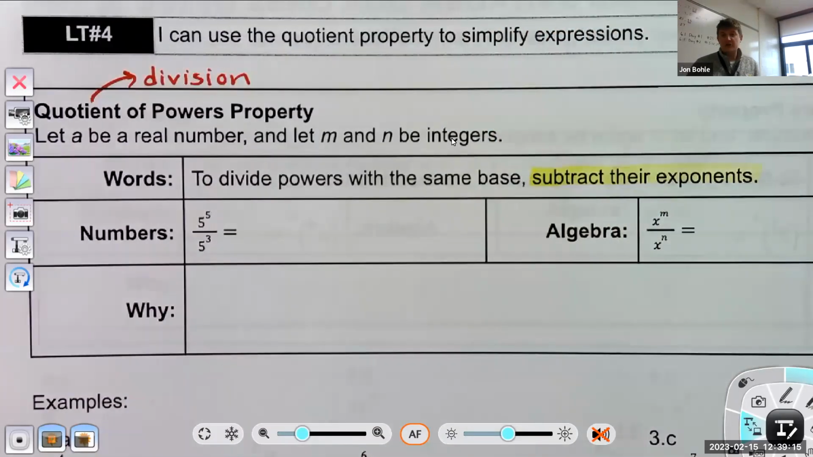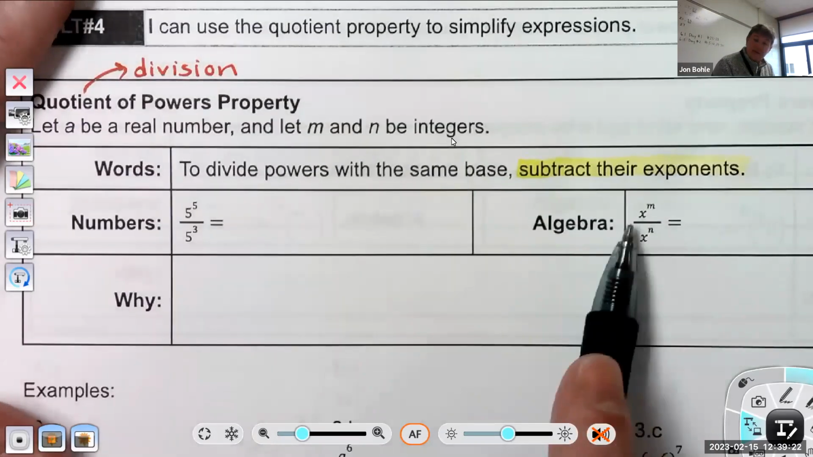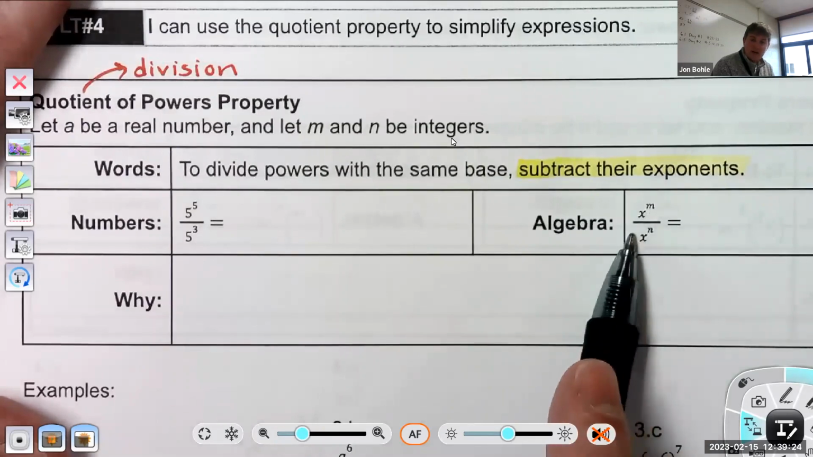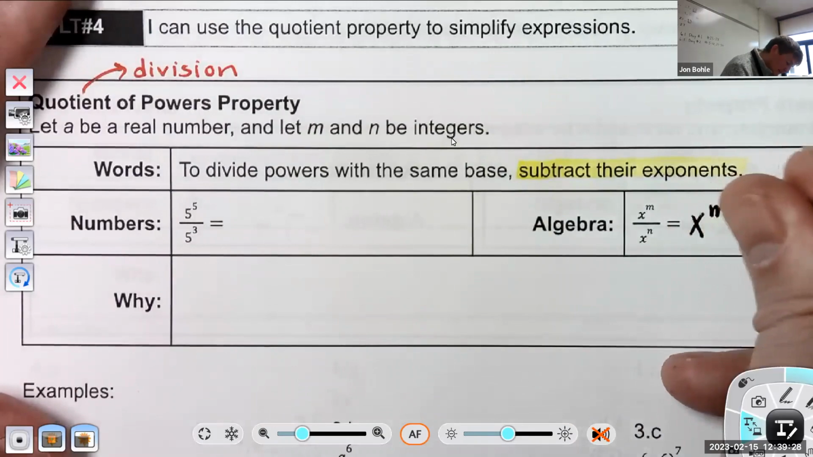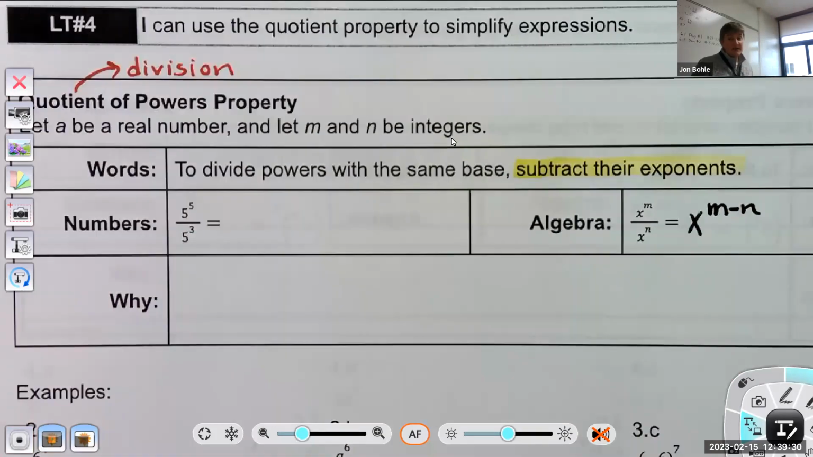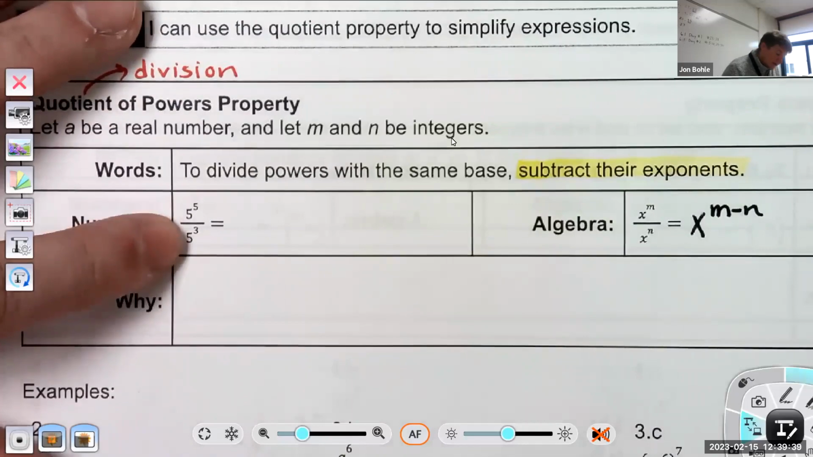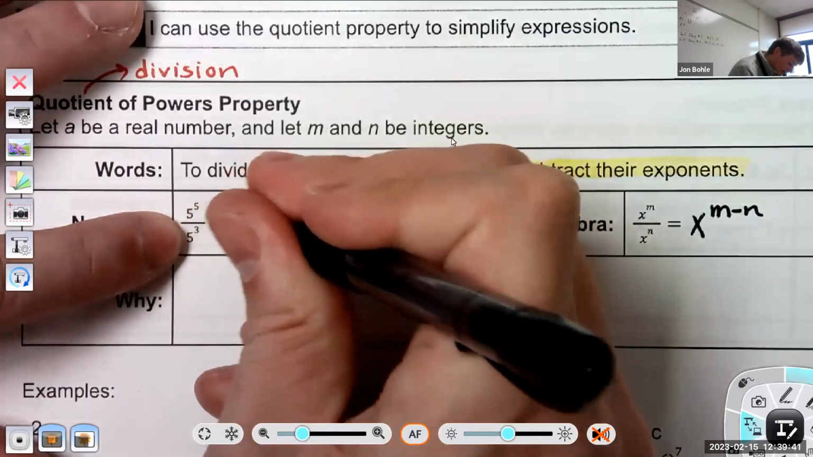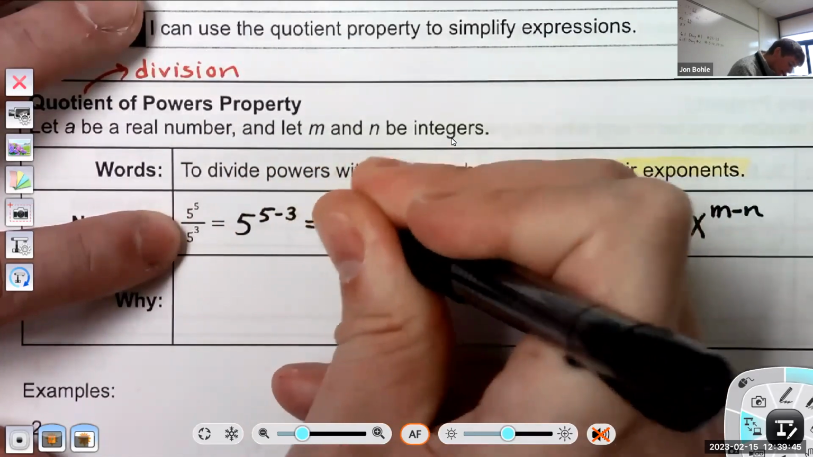So this has a nice relationship. Multiplication you add, division you subtract. So here, algebraically speaking, if I have x to the m power divided by x to the n power, this is going to be x to the m minus n power. So you just take the top exponent and you subtract the bottom one. So 5 to the 5th divided by 5 to the 3rd would be 5 to the 5 minus 3 power, which would be 5 to the 2nd power.